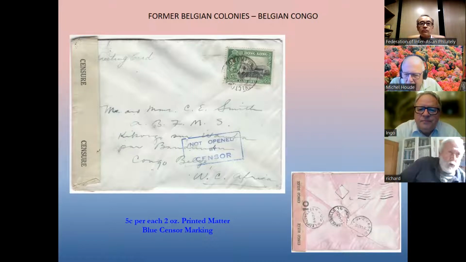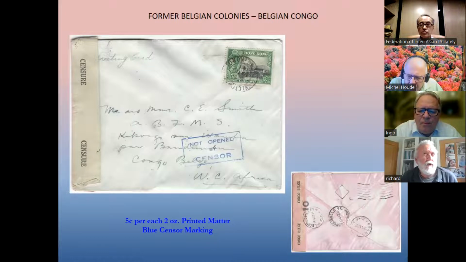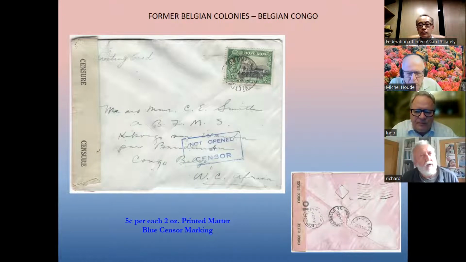That blue not owned by sensor marking, you quite often see that on mail sent through America from Hong Kong. And on the back, the diamond-shaped postmark, I think that's a British marking. That's a London, yeah. So is it right that this letter, which is the 5 cent rate, went via America, which was common at that time, and then via the UK?